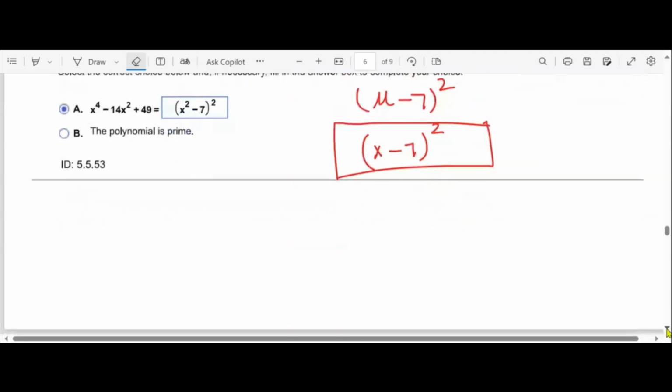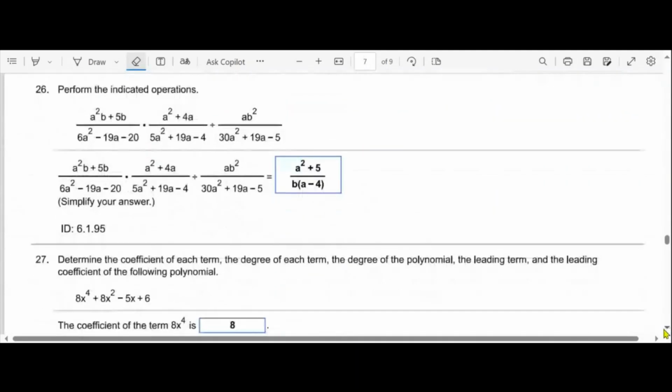Okay, Mohammed, read the next one. Okay. Number 26. Perform the indicated operations. A squared b plus 5b over 6a squared minus 19a minus 20, times, or multiply by, a squared plus 4a over 5a squared plus 19a minus 4, divided by ab squared over 30a squared plus 19a minus 5. Now, let's go for this one.